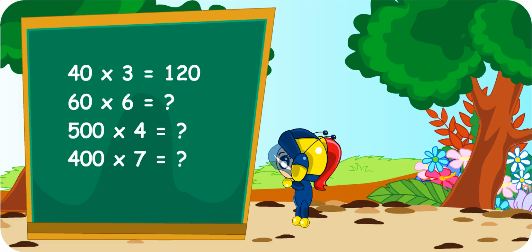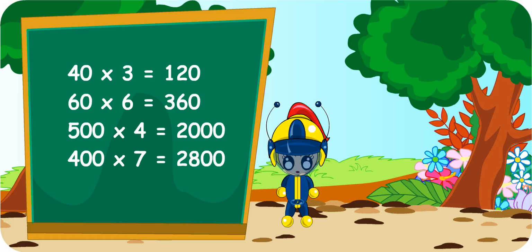40 times 3 equals 120. 60 times 6 equals 360. 500 times 4 equals 2000. And 400 times 7 equals 2800. Wow, so amazing. Teacher, you did all the sums correctly in less than 10 seconds. How did you do it?